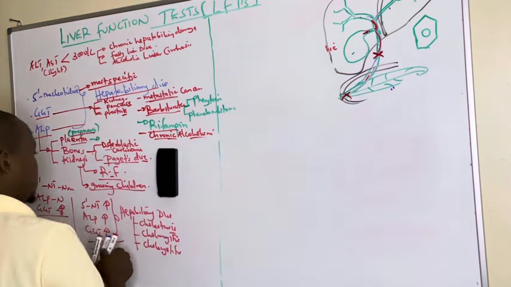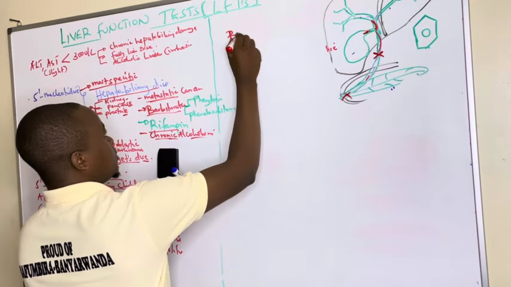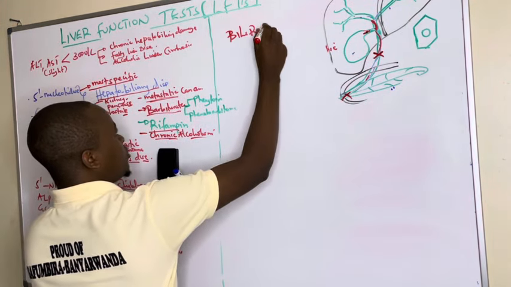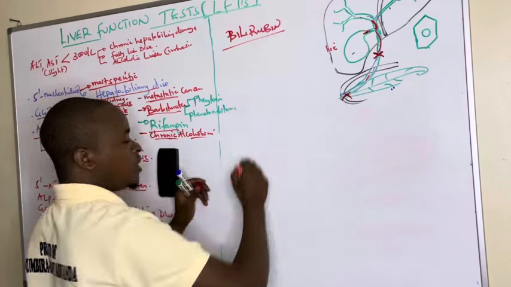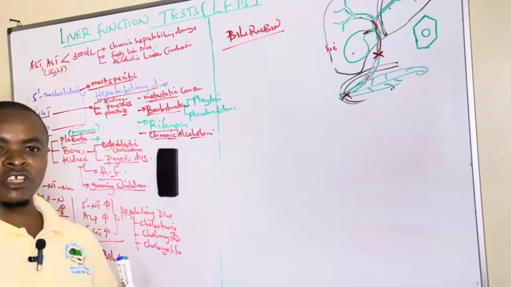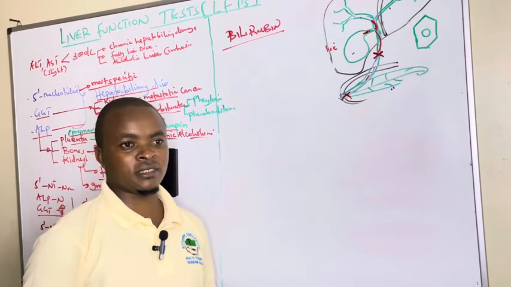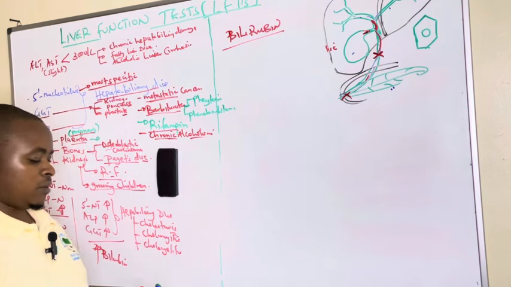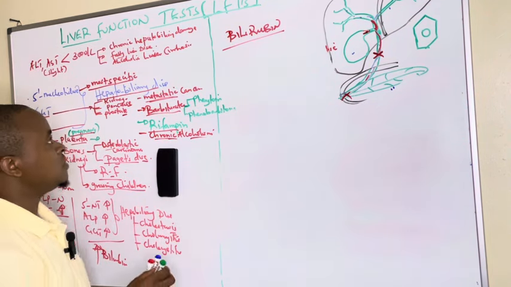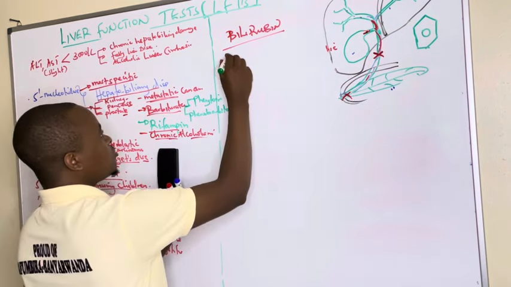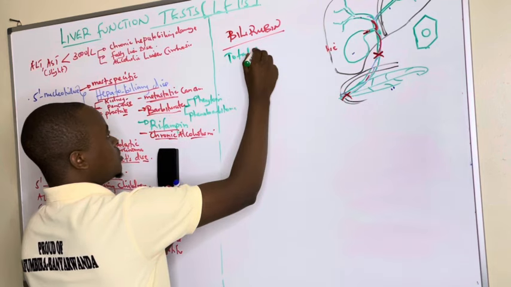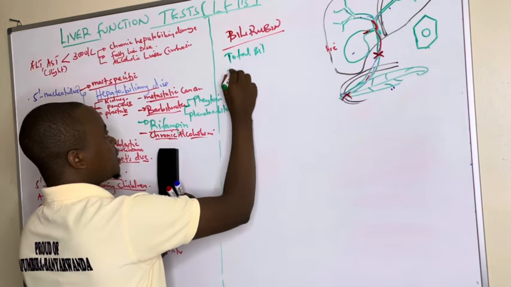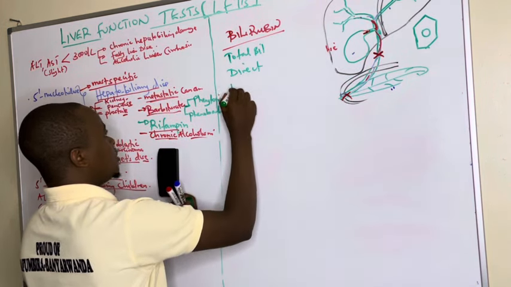So bilirubin, and there is another video which I made about jaundice. If you haven't watched it, you can always visit it to get more light on bilirubin. And parameters under bilirubin, you're going to find majorly total bilirubin, then direct bilirubin, and indirect.